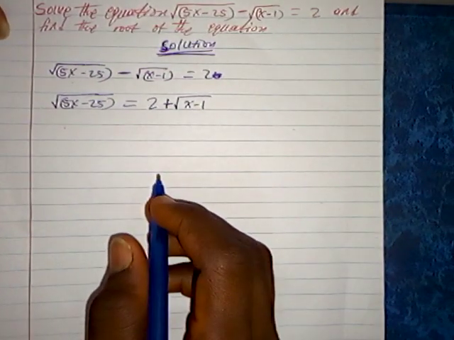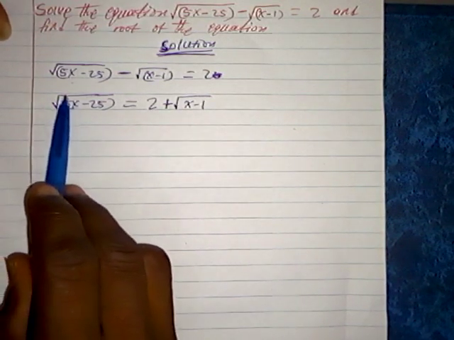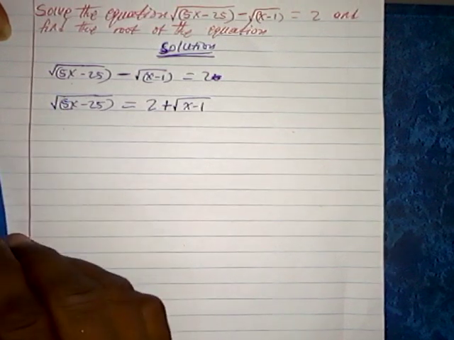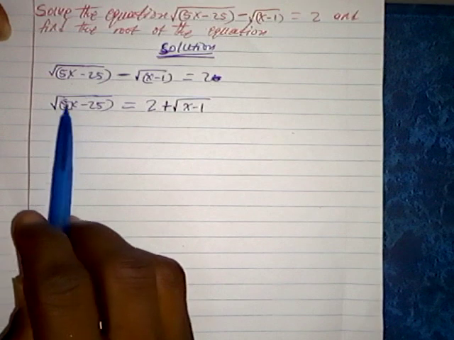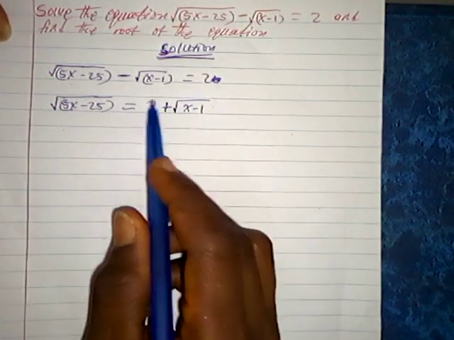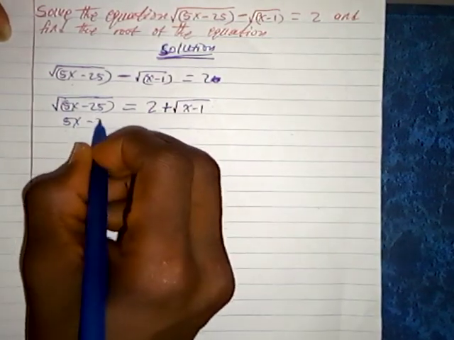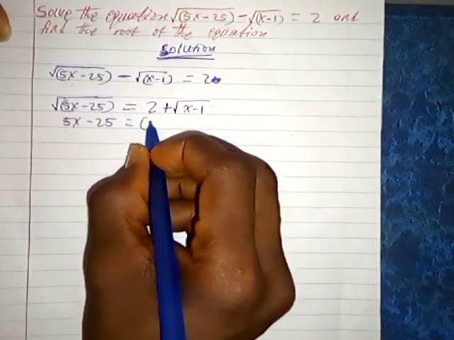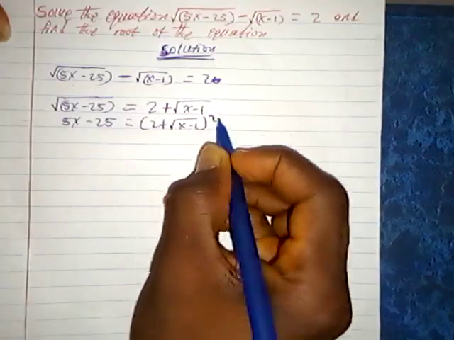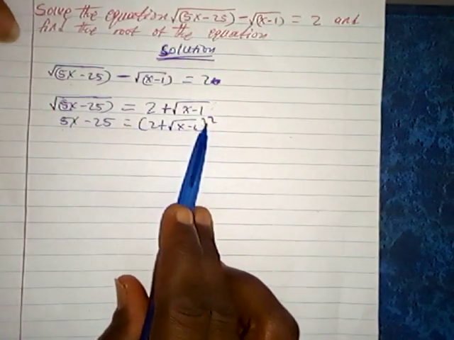What's next? Our next target is to remove the roots in this part where the surd is. How are we going to remove the root? By squaring the other part of the equation. So we say 5x minus 25 equals 2 plus the root of x minus 1, all squared. We remove these roots by squaring here. Do you see it? Good.